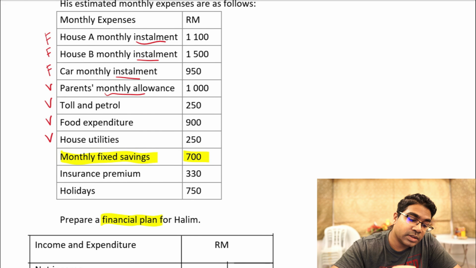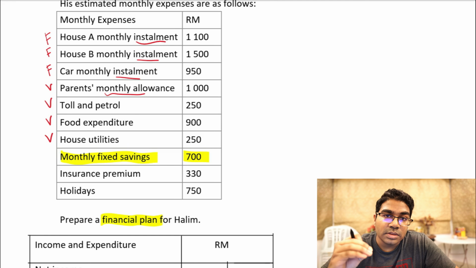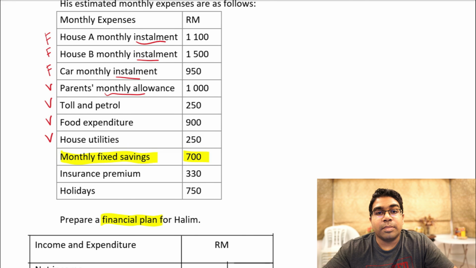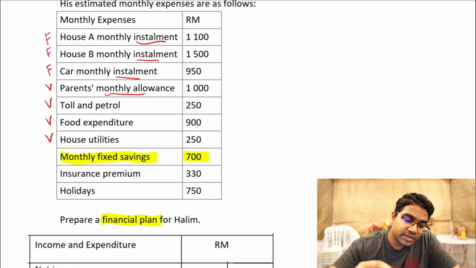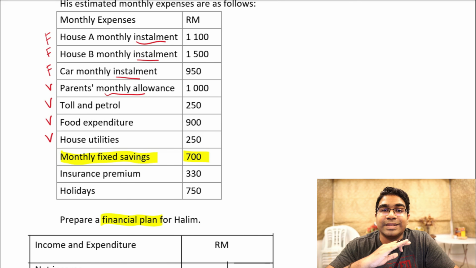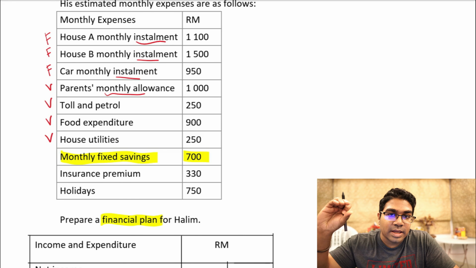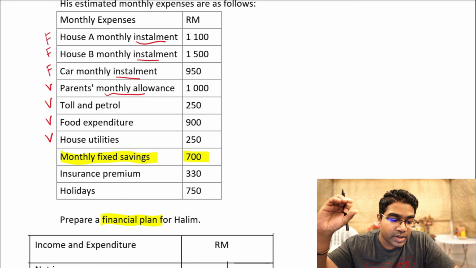House utilities are also variable, because it depends on the amount of electricity and water used. So it is not fixed every month. It's not a fixed value. Monthly fixed savings is not under the expense part. It's under the second part as monthly fixed savings separately.